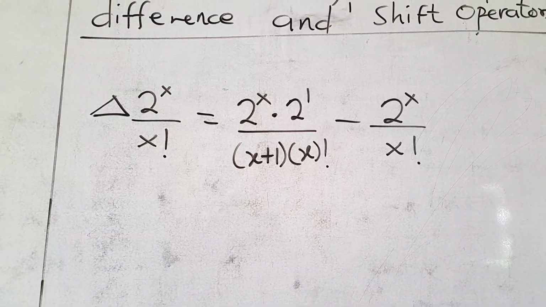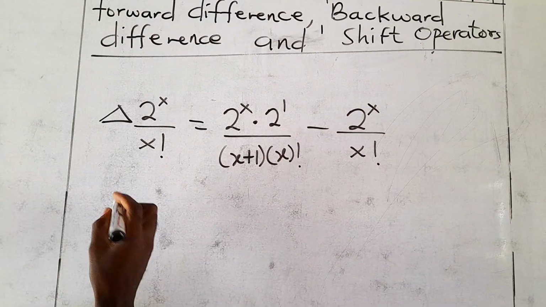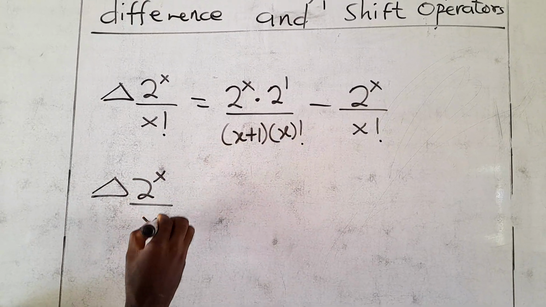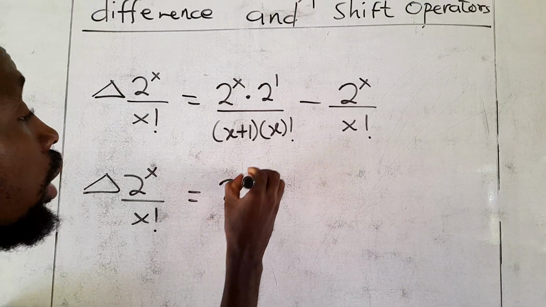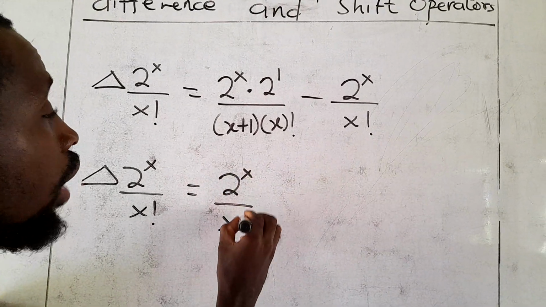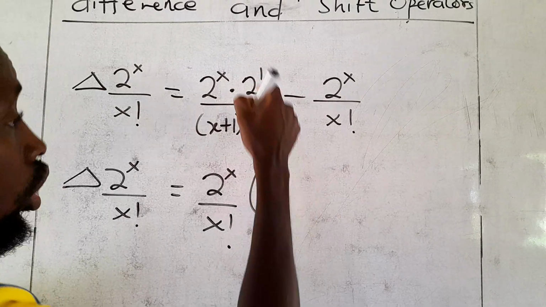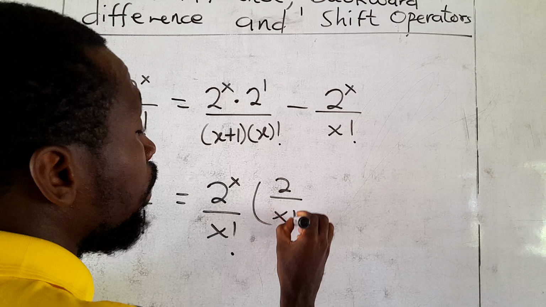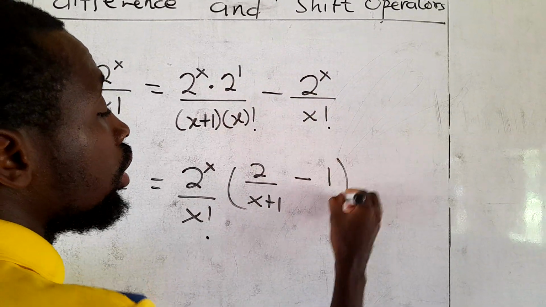Now what is common to these two terms? We have 2 exponent x over x factorial as common. So the delta of the function 2 exponent x over x factorial will be equal to 2 exponent x over x factorial, bracket. What will be left here? We will be left with 2, since 2 exponent 1 is 2, so 2 over x plus 1, then minus the whole of that is out, so minus 1.